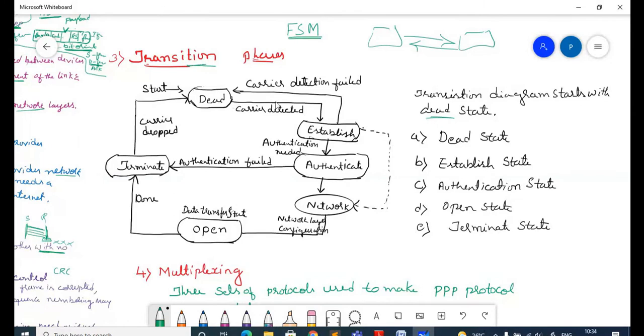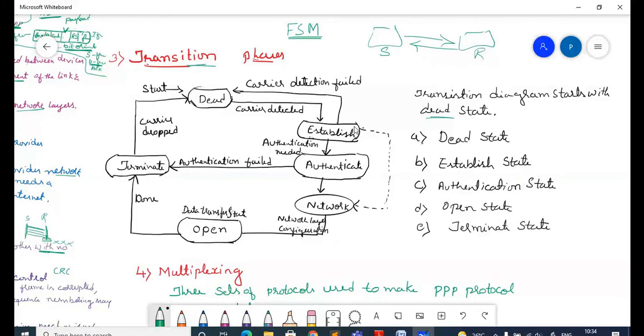In this state, options are negotiated between the parties or the devices. Here parties are nothing but the sender and receiver. I'll be using the term parties for the sender and receiver. So in establishment, what is the main thing that happens? Negotiation takes place in this state, between the sender and the receiver. If two parties agree, they need authentication.